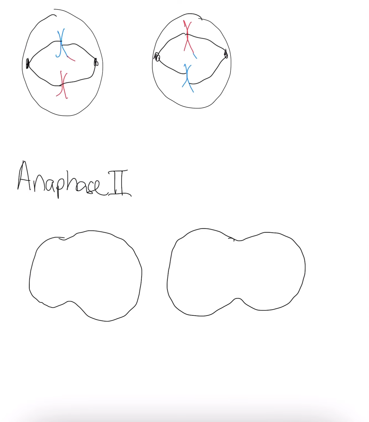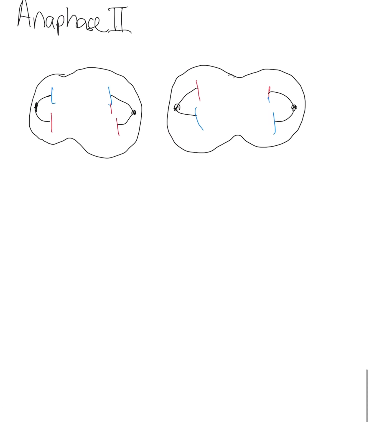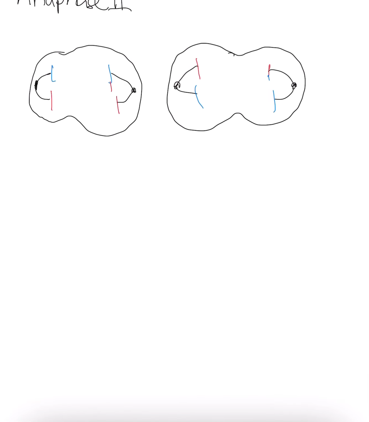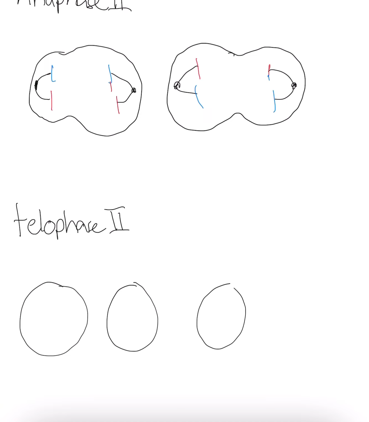And just like before, we'll have these sister chromatids. The homologous chromatids are pulled apart from each other. And we are almost done. Then we have telophase 2. This is the end where the cells are finally separated.